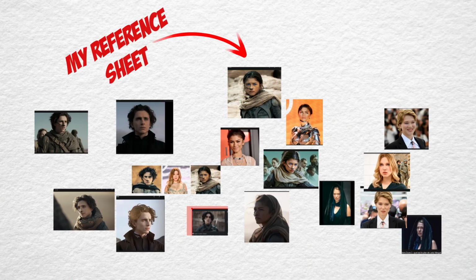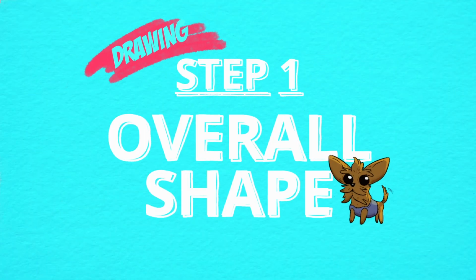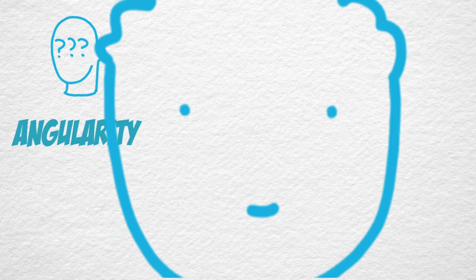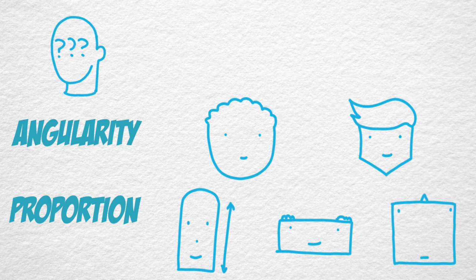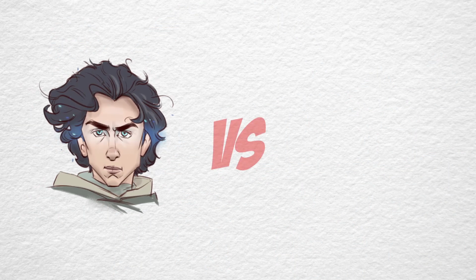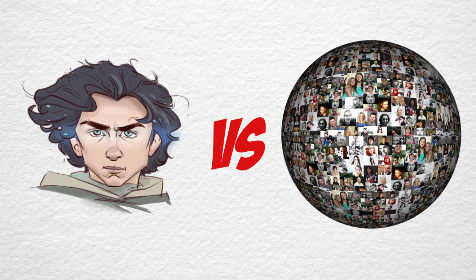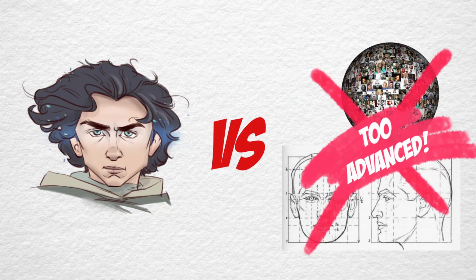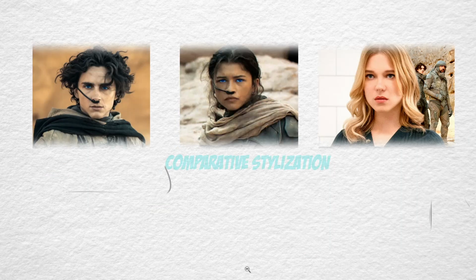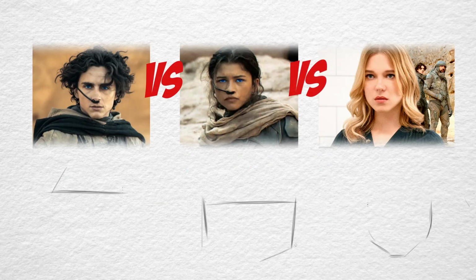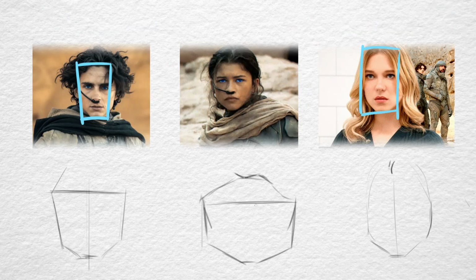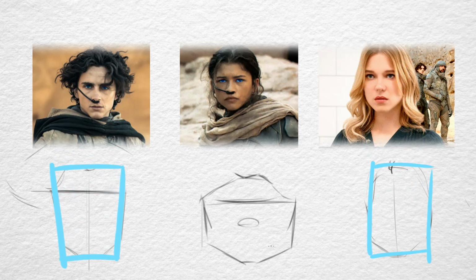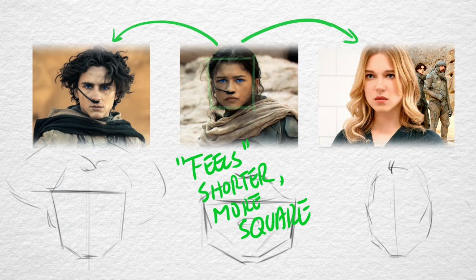Now that we have our references gathered, the first task at hand is to roughly establish the overall shape of the face. Is the overall head shape round or angular? Is the face tallish, wide-ish, or about equal? To know this, we have to compare a person's face to the world or to the average, which could be rather advanced. What we're going to do here instead is to limit our comparison only to the ensemble of references we've gathered. To me, Timothy's and Leia's face are about average, being a slight rectangle, and Zendaya's face is slightly shorter by comparison.